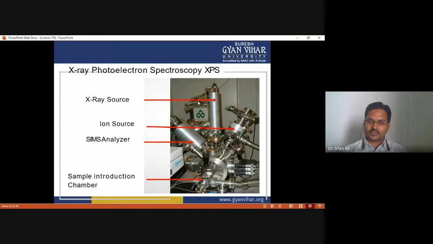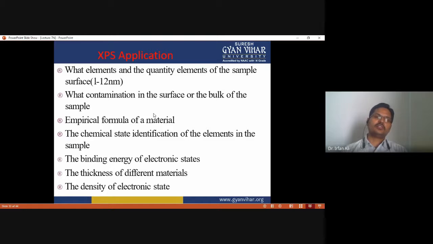This is the instrument of X-ray photoelectron spectroscopy (XPS), where this is the X-ray source, this is the ion source, this is the analyzer, and this is the sample introduction chamber. So what are the applications of XPS technique? We have to focus on the application part.